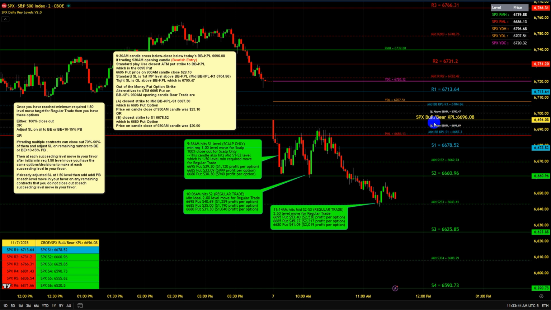When you take a trade off of any of the main key levels, whether it's the bull bear KPL level or one of the main R or S levels, whether it's a bullish or bearish trade taken off any of those main levels, there are always going to be 3 different option strikes that you can utilize. And those depend on the level that you're trading from, as well as whether it is a bullish or bearish trade. The standard play is going to be an at the money strike closest to the price of the level that you're trading.